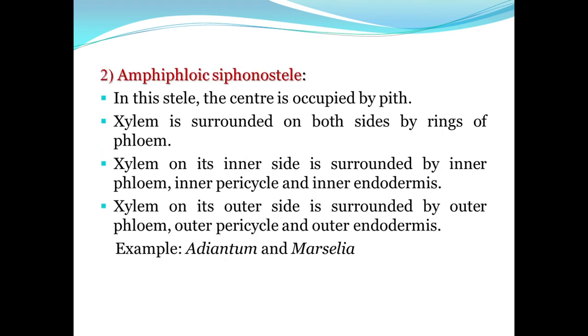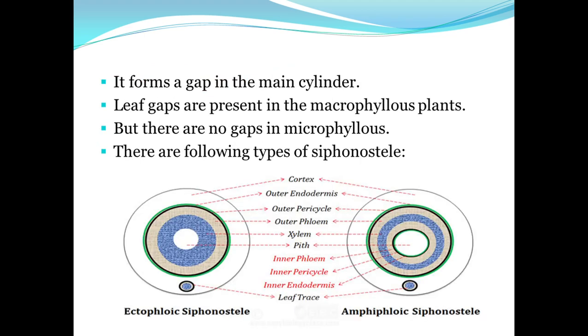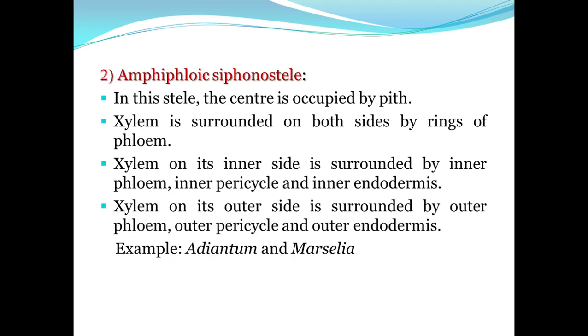But in amphiphloic siphonostele, the center is occupied by pith. Xylem is surrounded on both sides by a ring of phloem, right? So this figure shows the difference between ectophloic siphonostele and amphiphloic siphonostele. Here the xylem is present and surrounded by a single layer of phloem on the outer side. But in amphiphloic siphonostele, phloem is present on both sides and in the center the xylem is present.